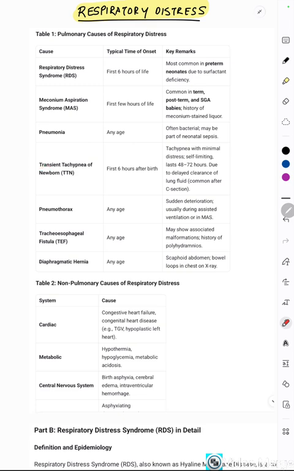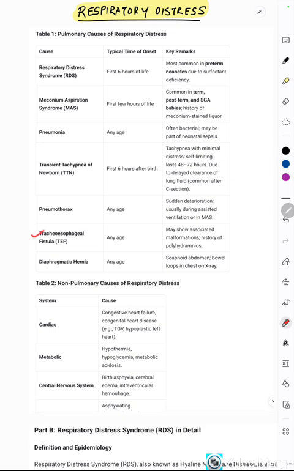The transient tachypnea of the newborn is found in the first 6 hours of birth. This is the most common cause of respiratory distress in term babies and after delivery by C-section. There is difficulty in clearance or delayed clearance of the lung fluids, and it is also called wet lung syndrome. Pneumothorax is a sudden deterioration in the SpO2 levels, and usually it is associated with meconium aspiration syndrome.